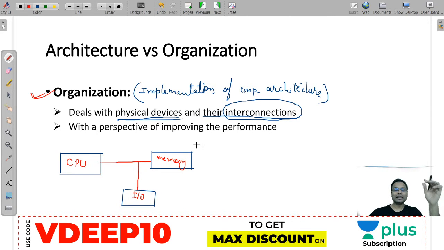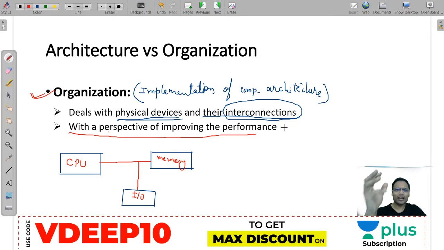And how this interconnection works, how this communication works, I'll have to implement that communication with this perspective in my mind. What it says, read it with the perspective of improving the performance. Suppose you are an architect, you have started implementing one particular computer system.